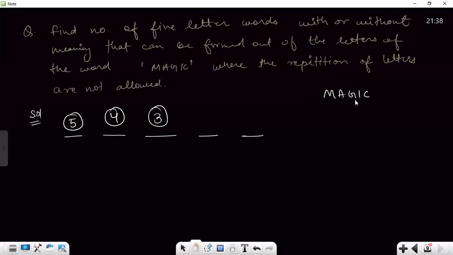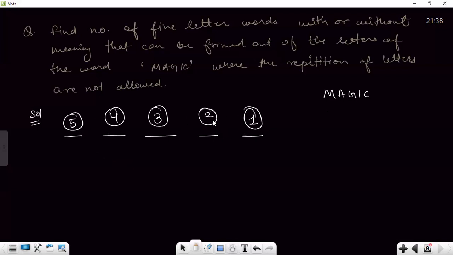There were total 5 letters. So only 2 letters are left to be filled, so 2 choices are there. Now 4 places are filled with 4 letters. There were total 5 letters. Only one letter is left and only one space is left. So one choice, one place.